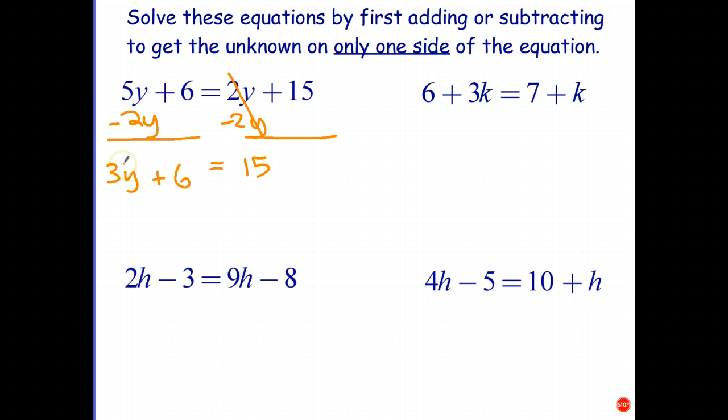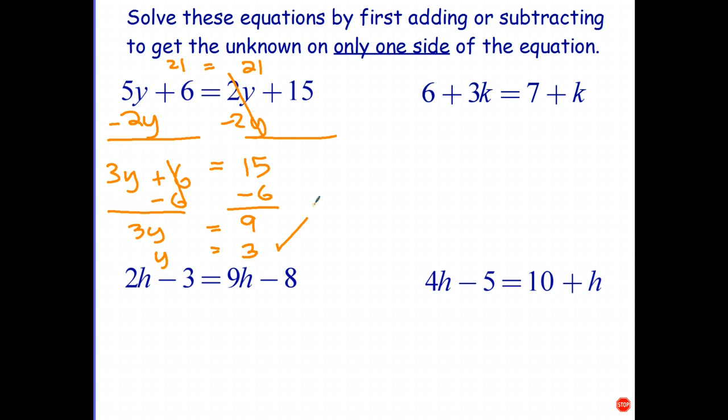And again, we're back to one that we've seen before. So now we can finish this one off in 2 steps. We subtract 6 from both sides. That leaves me with just 3y on the left and 9 on the right, and therefore y must be 3. Okay, so when we check this, it's slightly different. We've got to show that the left side and the right side give us the same value. So 5 times 3 is 15. 15 plus 6 is 21. And 2 times 3 is 6, and 6 plus 15 is 21. So that is the correct answer.